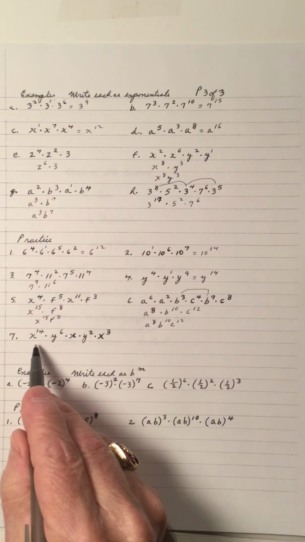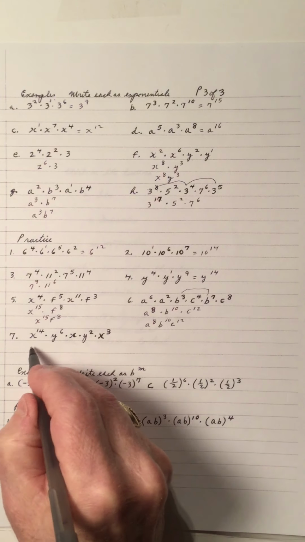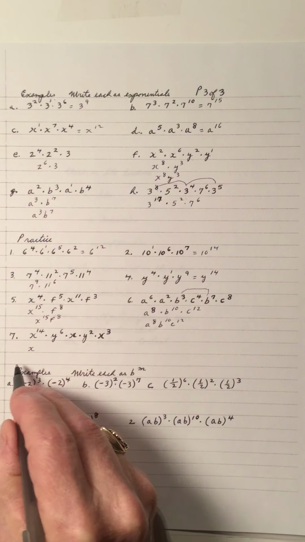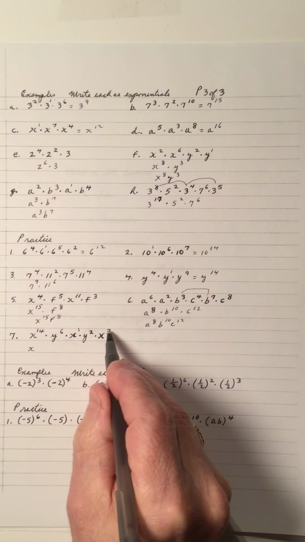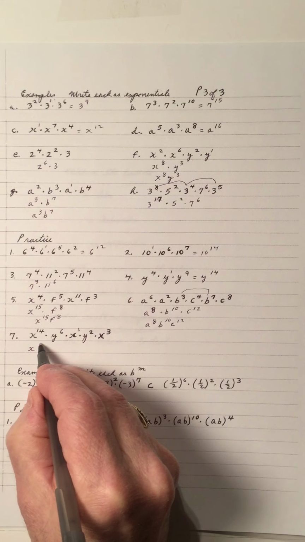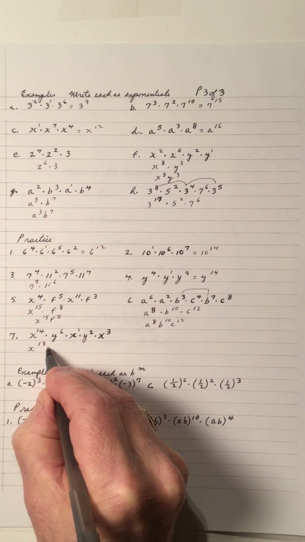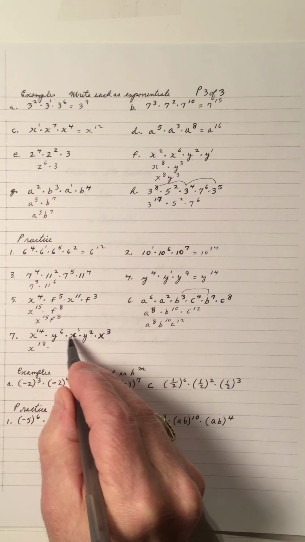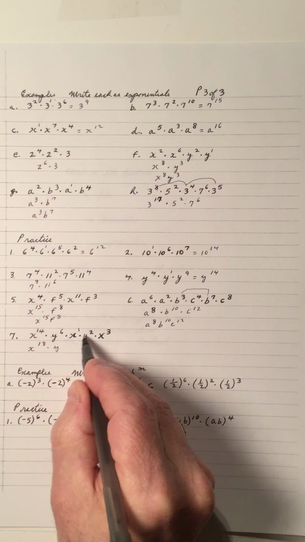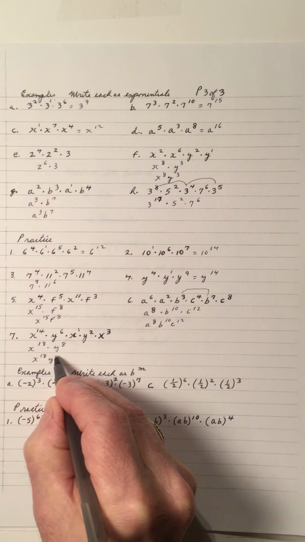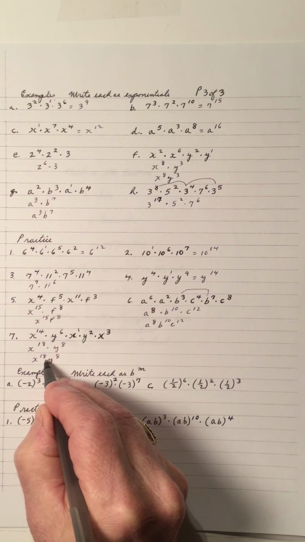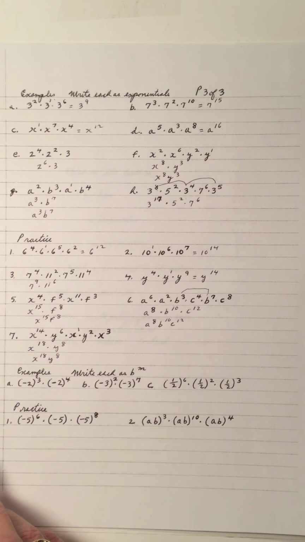And number 7, I have X's and I have Y's. So let's put the X's. So 14 and 1, 15, and 3 is 18. And the Y's is 6 and 2 makes 8. And you want to write it a little tiny bit better. There it is, understood to be a multiplication sign.